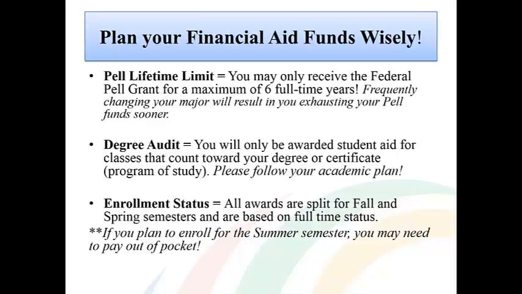Your award amounts for the year are split between fall and spring semesters and are based on full-time status. You will need to keep this in mind if your program requires you to attend a summer semester. If you attend full-time in the fall and full-time in the spring, then you will not have any leftover funds to carry over to the summer. So save those refunds.